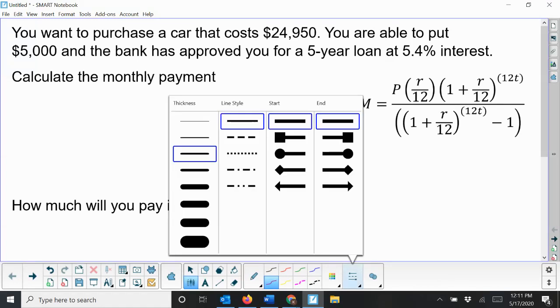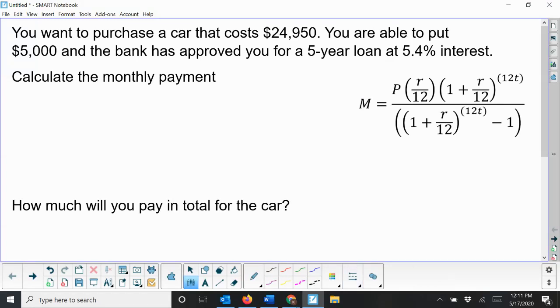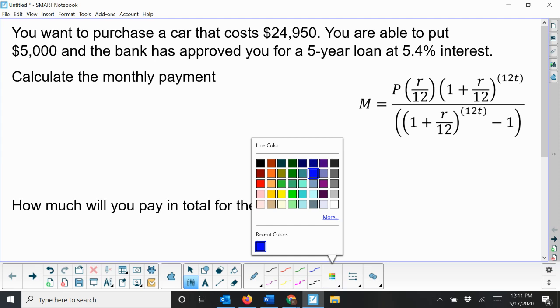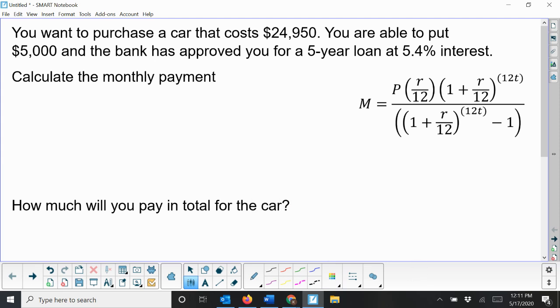All right, so we're going to review how to find the monthly payment formula and also how to figure out how much we would pay in total for a loan. So we're purchasing a car here. $24,950 is the cost of the car. You are able to put a down payment of $5,000, and you've been approved for a 5-year loan at 5.4% interest.